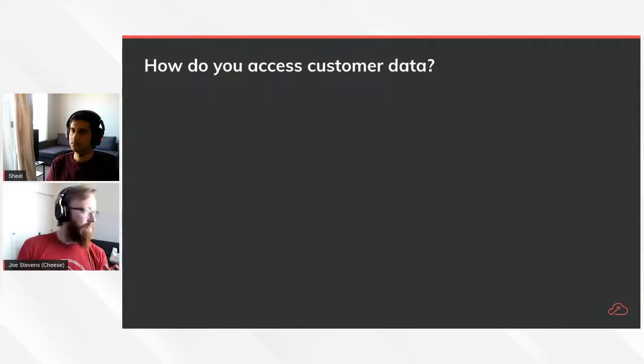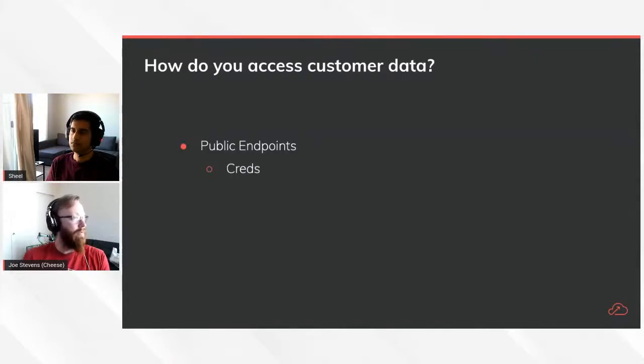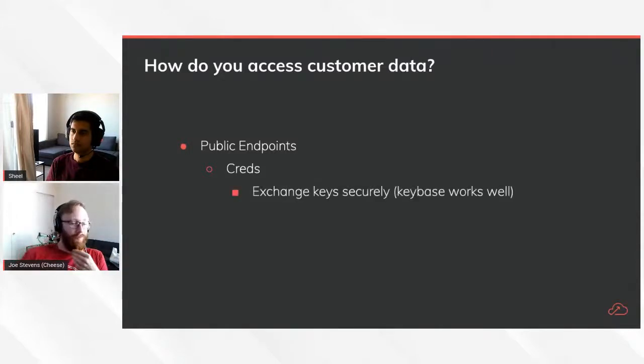So how do you actually access this customer data? Frankly, it's actually a really simple story. For public endpoints, you need creds. Or you don't need creds if it's a fully public endpoint, but that effectively never happens. So you need credentials. Little aside, you do need to exchange the keys with the customer. We find Keybase works very well for this because you can just publish your PGP key, your public one, and then the customer encrypts whatever credentials that they want to send you. They shoot them to you by email or whatever. Because it's fully encrypted, you can just do that. You decrypt it and then use it.